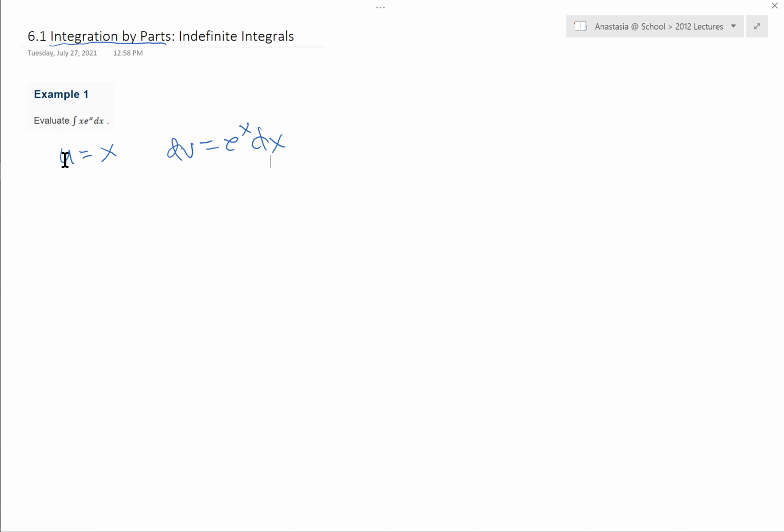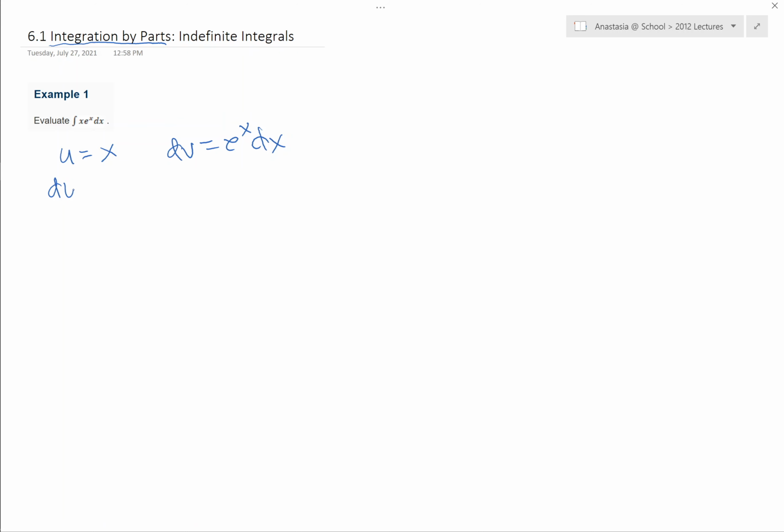Don't worry just yet about why these two were chosen as they were. If you look at the lecture just following this, you will see some information about how that gets chosen. But for right now, just trust me that u is equal to x and dv equals e to the x dx is what we want here.